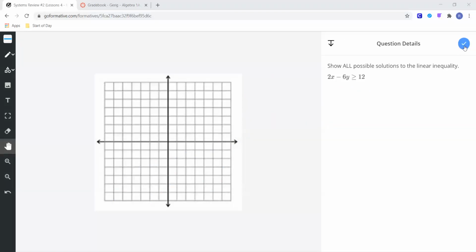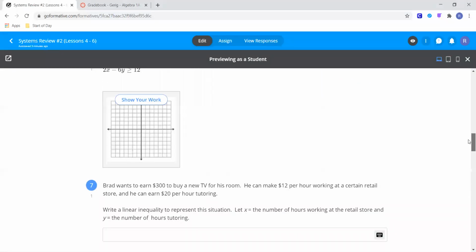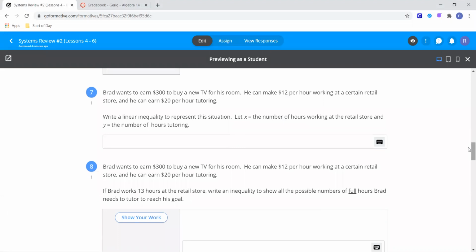The next two are a little bit different. They're together. Brad wants to earn $300 to buy a new TV for his room. He can make $12 per hour working in a certain retail store, and he can earn $20 per hour tutoring. Write a linear inequality to represent this situation.